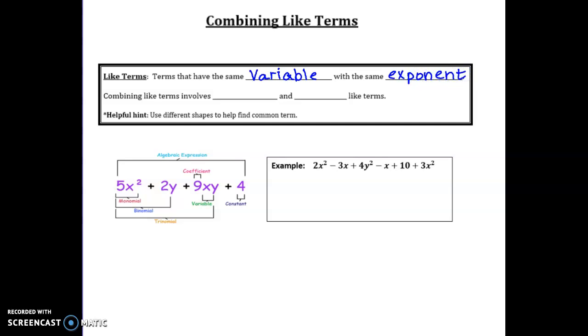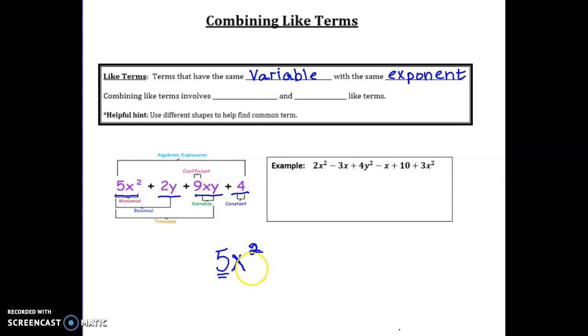An expression, here you can see we have an algebraic expression. In this case, we have four terms. Okay, and each term is made up of parts. If we look at this, the 5, the first term, is actually called the coefficient. The x is the variable, and the 2 in this case is the exponent. So today we're going to talk about combining terms that are like.